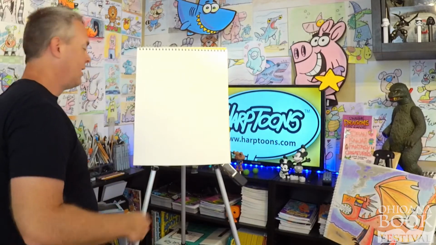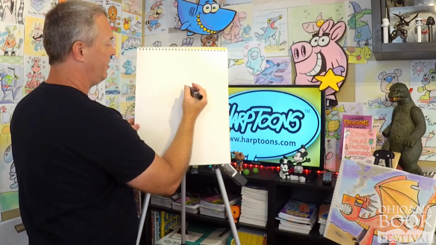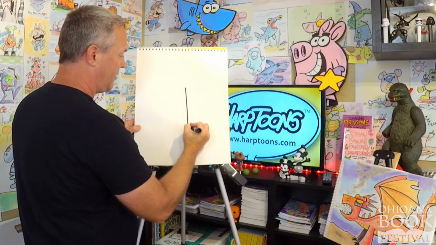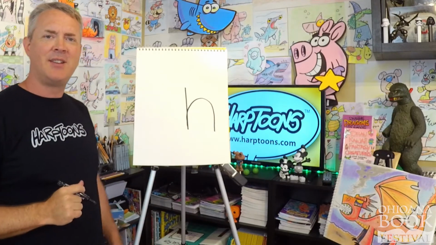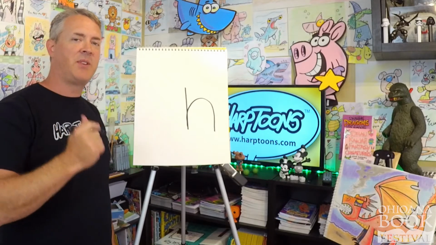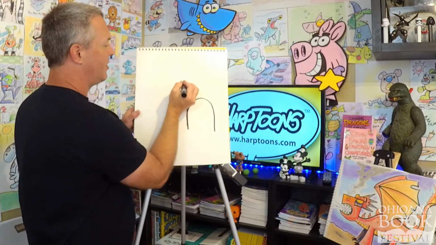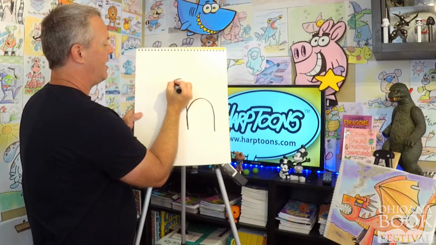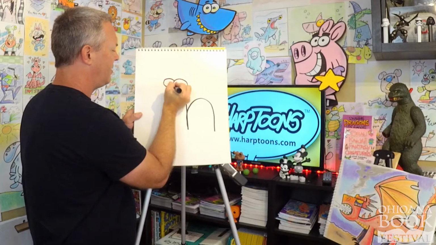Next character, this one's even easier. We're going to take a letter H and we're going to turn it into a turtle. So we start with a lowercase letter H, just like that. Now a letter H doesn't look like a turtle, but if you use your imagination and you add lines and shapes, you'll start to see a turtle here. So we're going to draw the eyes right here, the top of the H.